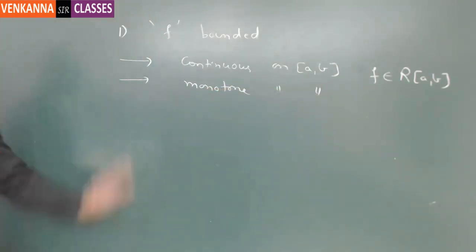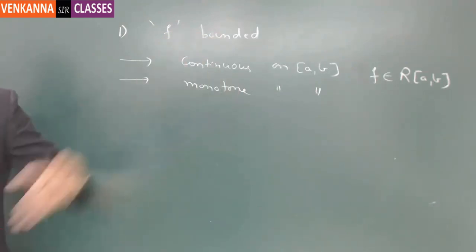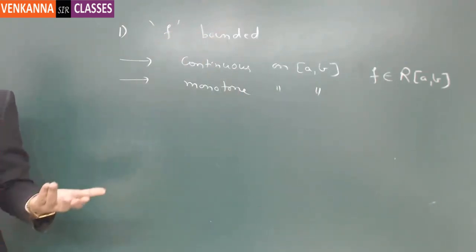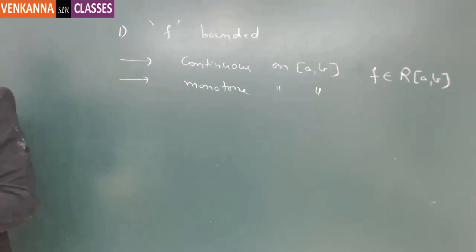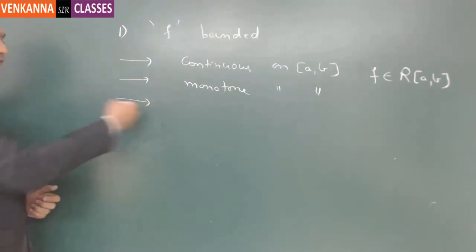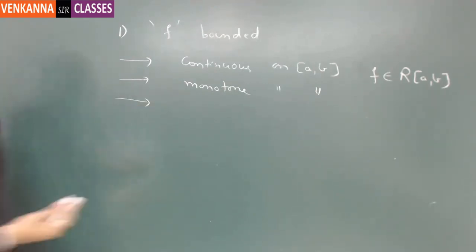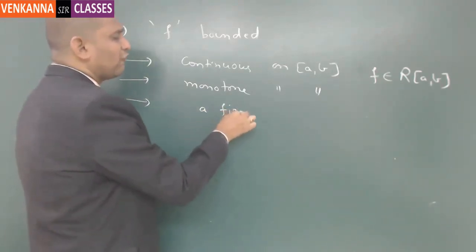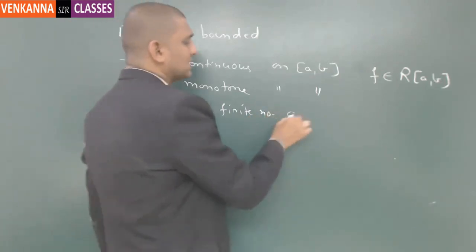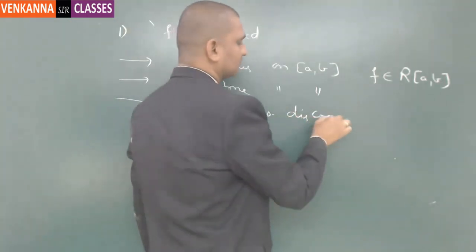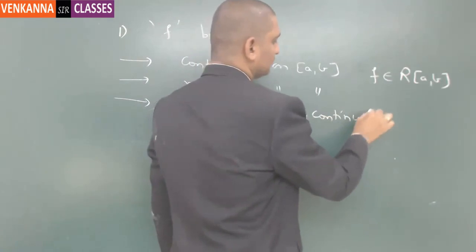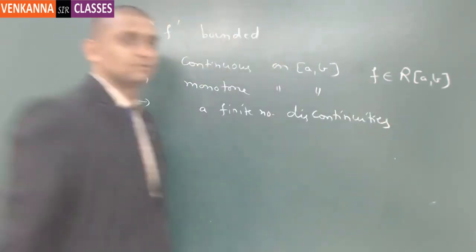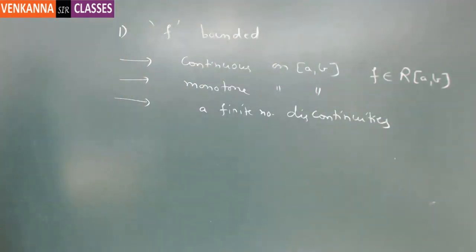That means either it will be increasing or decreasing over the subinterval. Then f will be Riemann integrable over that interval. Another thing is, if it has a finite number of discontinuities over the subinterval.